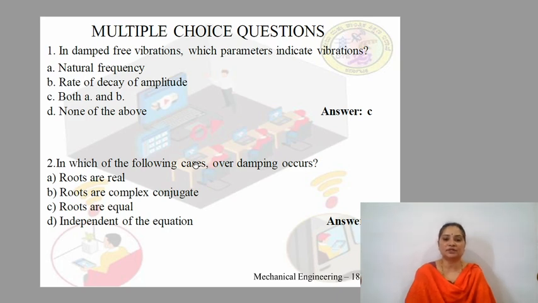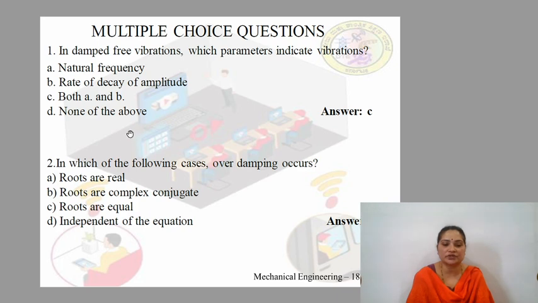Moving on to the multiple choice questions. The first one: in damped free vibrations, which parameters indicate vibrations? Options are natural frequency, rate of decay of amplitude, both A and B, and none of the above. A damped free vibration is indicated based on the rate of decay of amplitude as well as natural frequency. So therefore, the answer C is the right answer.